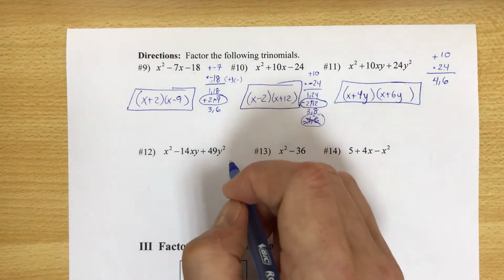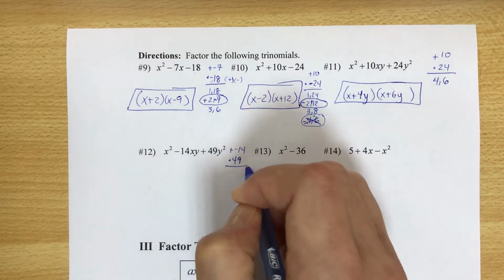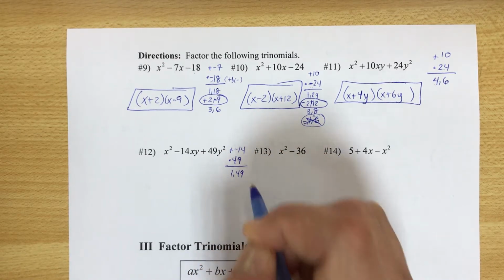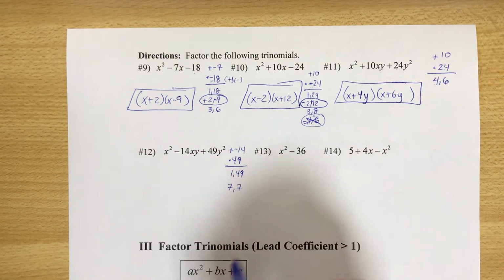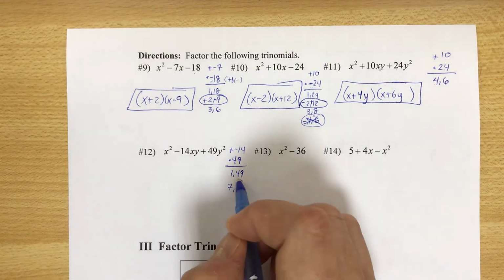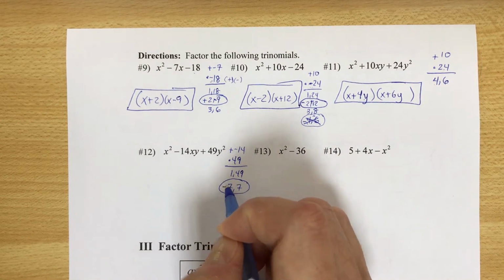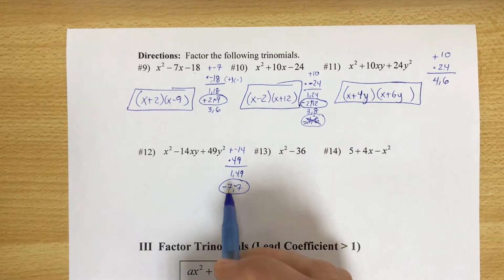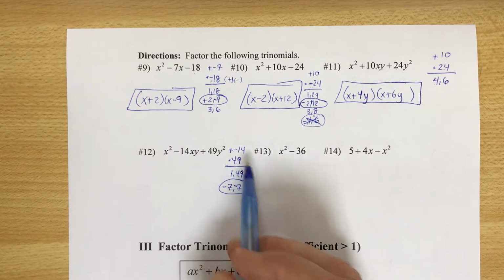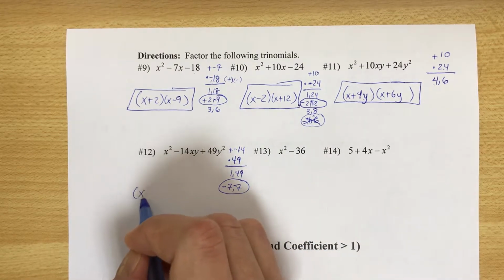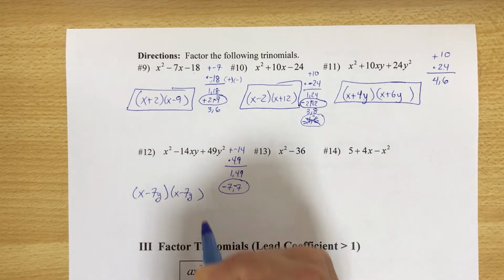All right, number 12, what multiplies to 49 and adds up to negative 14? 49 only has two factor pairs, 1 and 49, 7 and 7. Now 7, 7 is our answer, but it has to add up to negative 14, so it's going to be negative, negative. And that's okay because a negative times a negative is positive, and then these would add up to negative 14. So we have x minus 7y. Don't forget the second variable, x minus 7y.